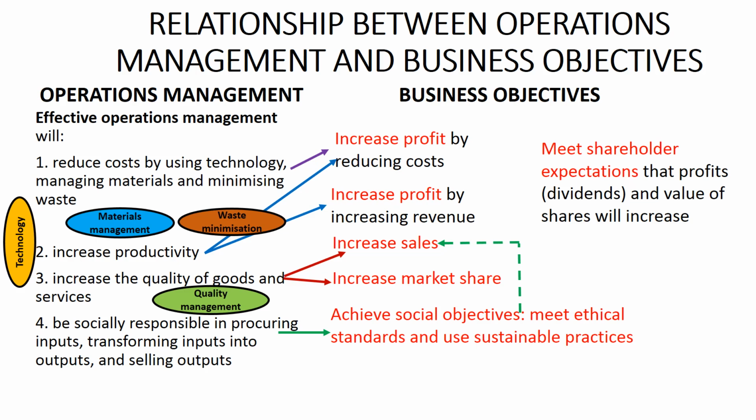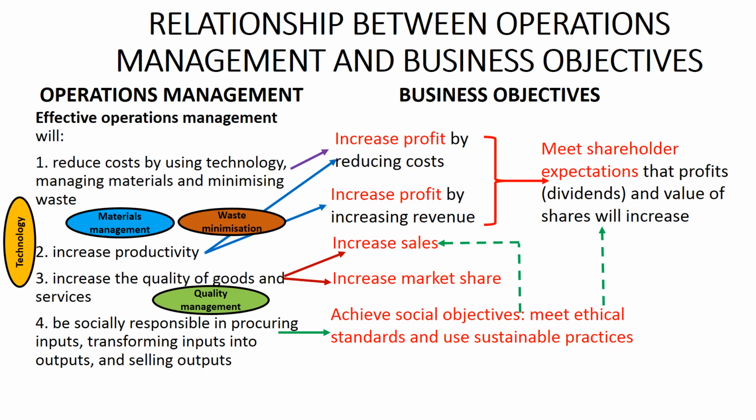By reducing costs and increasing the quality of goods and services through using technology, materials management, waste minimisation, and quality management strategies, effective operations management will result in increased profits and so will contribute to the business objective of meeting shareholder expectations. In addition, many shareholders have an interest in the business in which they invest operating in a socially responsible way. Through being socially responsible in procuring inputs, transforming those inputs into outputs, and selling those outputs, operations management will not only be contributing to the achievement of the business's social objectives, but will also be contributing to the achievement of the business objective of meeting shareholder expectations in relation to social responsibility.